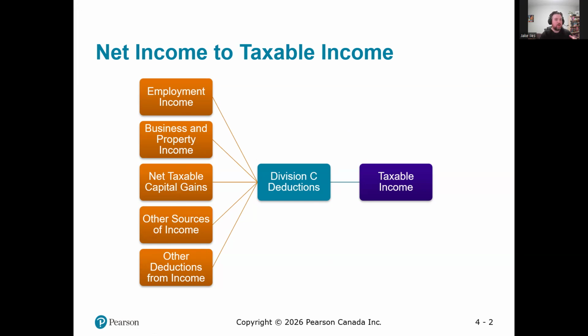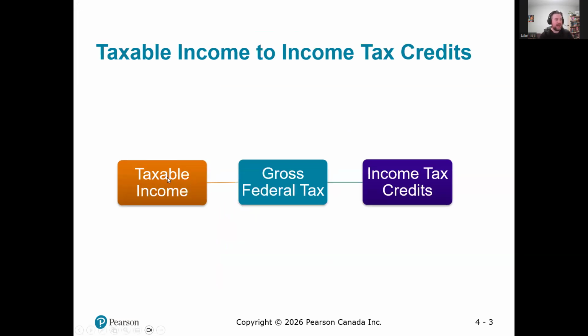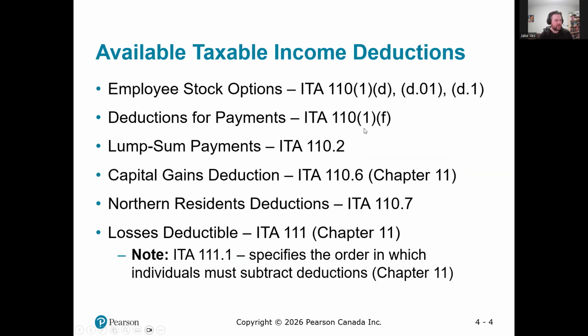In this chapter, we're going to the next steps. We have our taxable income. From it, we calculate our gross federal taxes, and then we can subtract from it certain income tax credits. Available taxable income deductions: we mentioned employee stock options in Chapter 3. Stock options are entirely included in income, but a deduction allows us to subtract 50% if we have the right situation. We're not in the money.